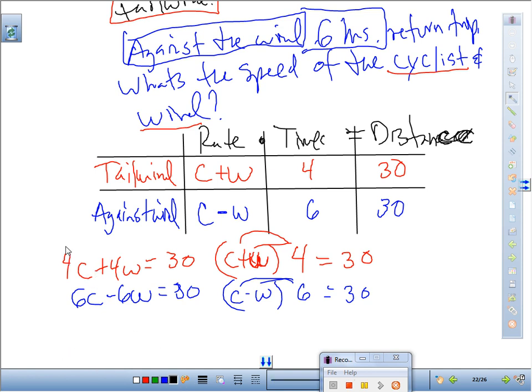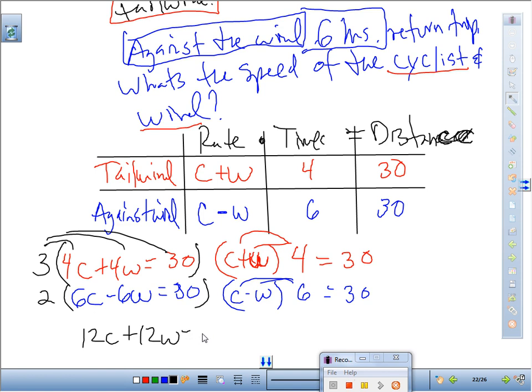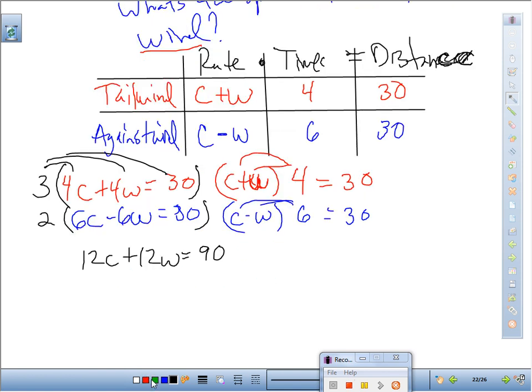Okay? Check this out. So, if I multiply this one times 3, is this going to be a positive 12? What number do I need to multiply this one to make this a negative 12? 2. So let's rewrite this. This is 12C plus 12W equals 90. And I'm going to distribute this one. This is 12C minus 12W equals 60. Now can we eliminate? Yes. Is this method faster than the substitution? Okay, so you can do it like that.